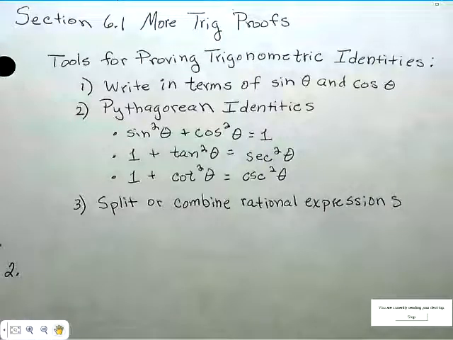Okie doke. We are going to do more trig proofs today. And these are the tools that we already have from doing some proofs in, I think it was 5.2. The first one, write in terms of sine and cosine, and you already have this list. You don't have to copy it again. I just wanted to run through these three tools you already have.